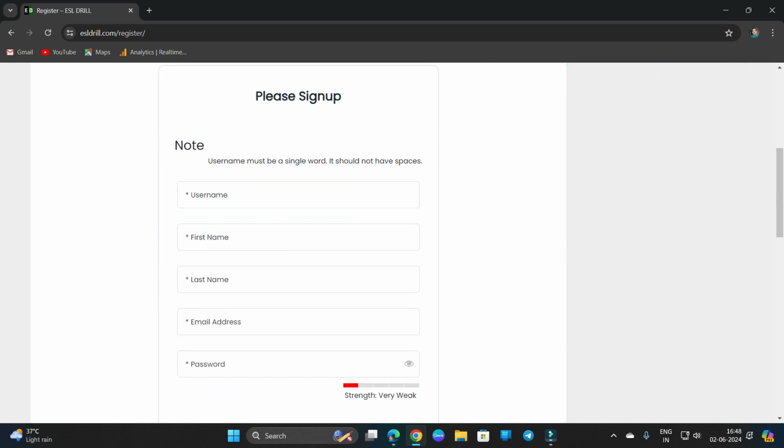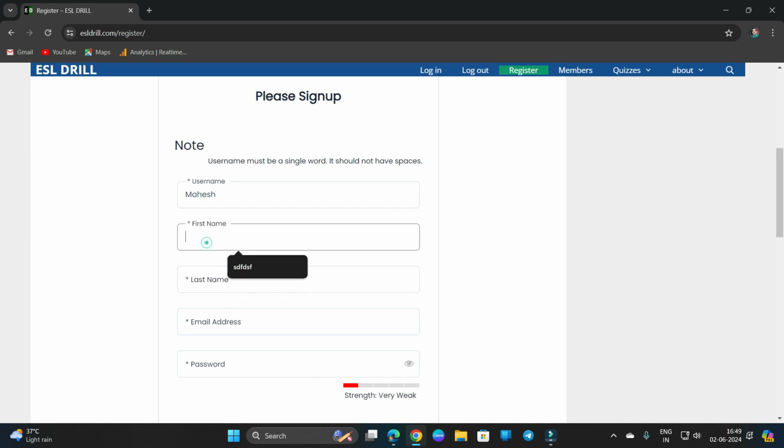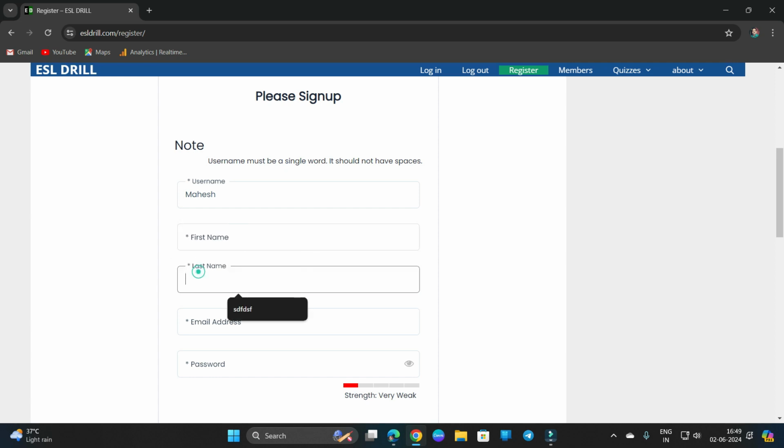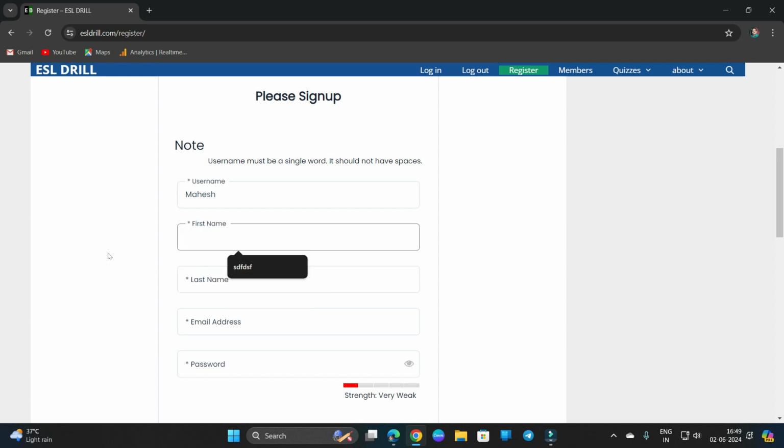So how do you sign up? For example, I want to sign up or register as Mahesh. Remember, the username must be a single word, it should not have spaces. Of course, you can use a capital letter at the beginning. Username can be anything, it's not necessary to use your own name. You can use your nickname. Now, for first name, you need to use your original first name, and then a last name. Usually, these things are different depending on the country you are in, so don't worry about this one. You can use the surname here if you like, the last name.